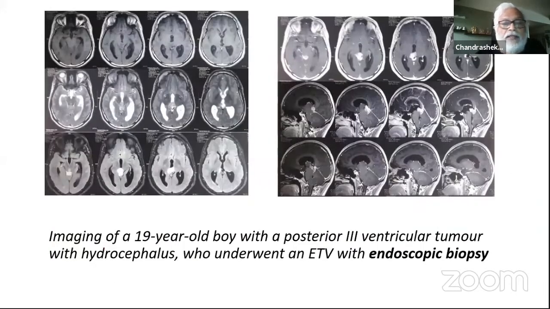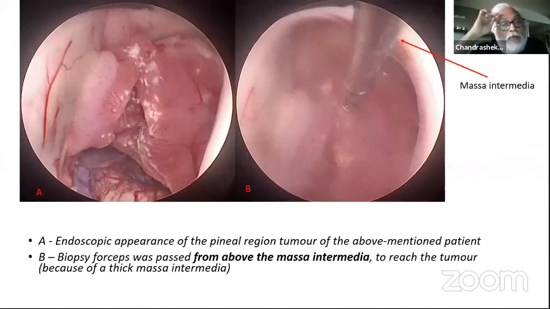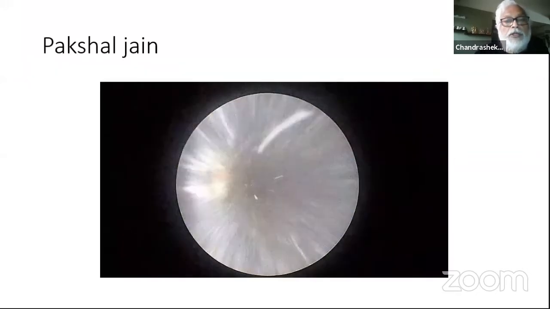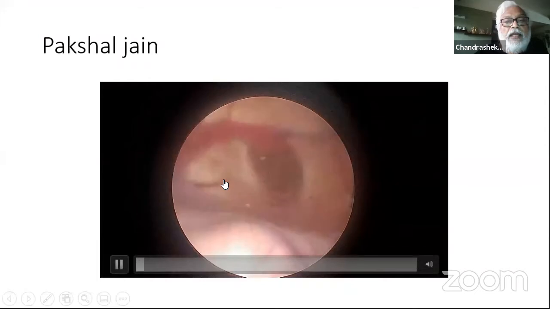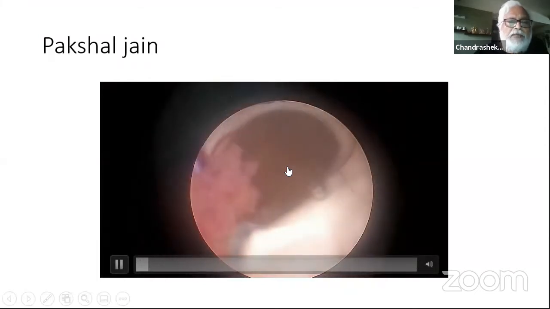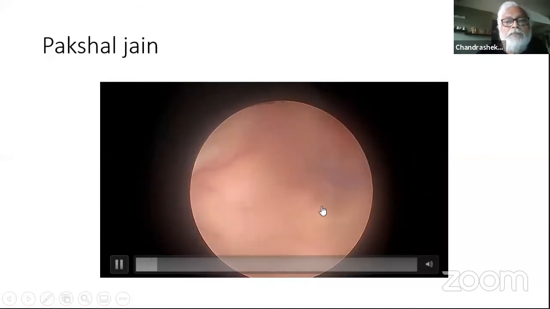I would show another case, where again we have a third ventricular tumor. You can see the ventricles are not so large in this particular patient, and I have done a third ventriculostomy already. Not only is the foramen of Monro not very large, but more importantly, the massa intermedia is quite big. So I had to make another burr hole, and I'll show it to you on the video. So this is where we have a slightly enlarged ventricle, not too much enlarged foramen of Monro, and we are going for a third ventriculostomy here.